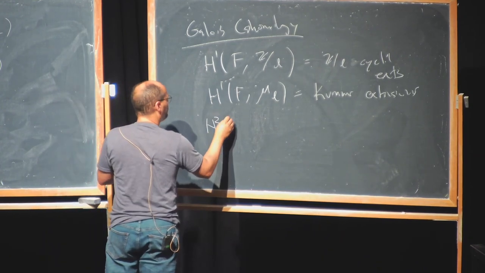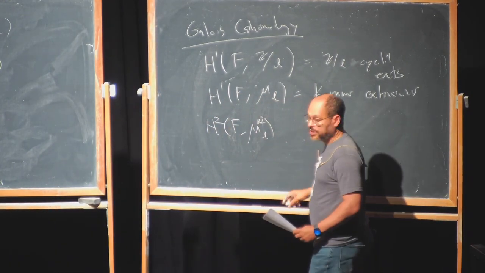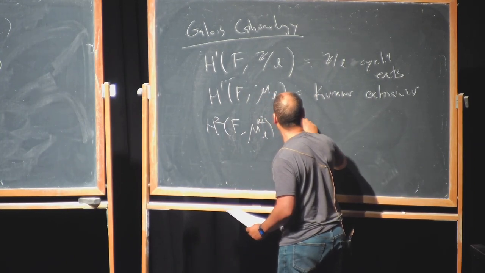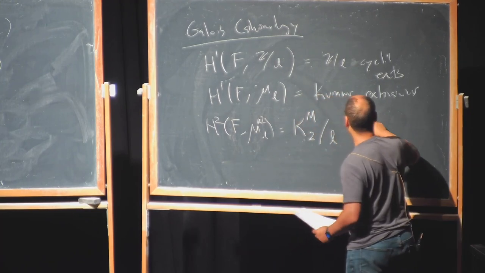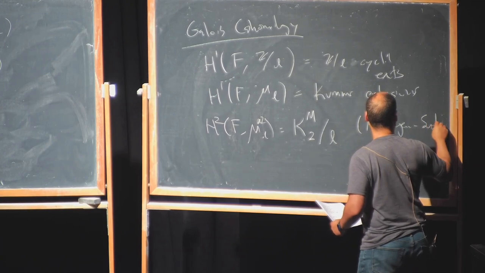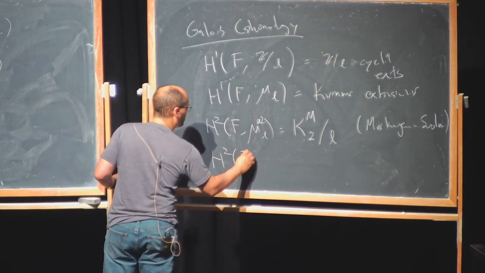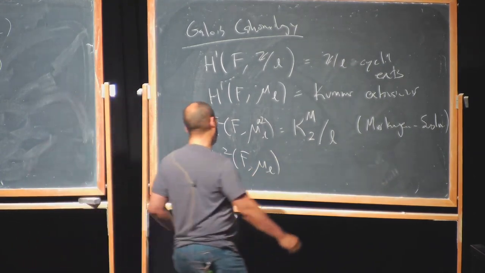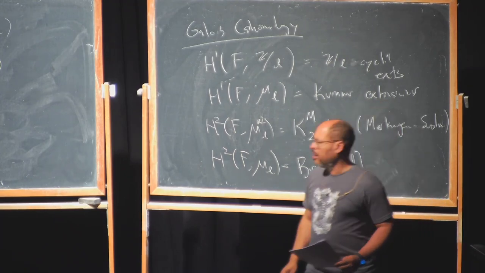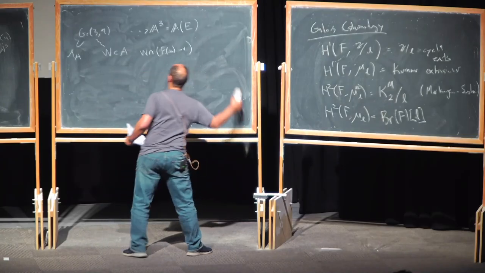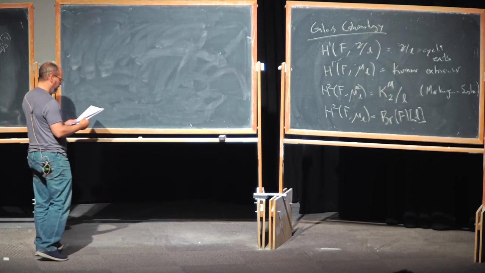If you look at H2, as I might have mentioned, with mu L tensor 2 coefficients, this coincides with Milnor K-theory, K2 mod L. This is really the Merkurjev-Suslin theorem, on the road to Bloch-Kato. If you look at mu L coefficients, though, this is the L-torsion part of the Brauer group. So it's worth saying just a couple words about the Brauer group, because we almost already have. And it's going to be the main source of examples for the next maybe 20 minutes or so.